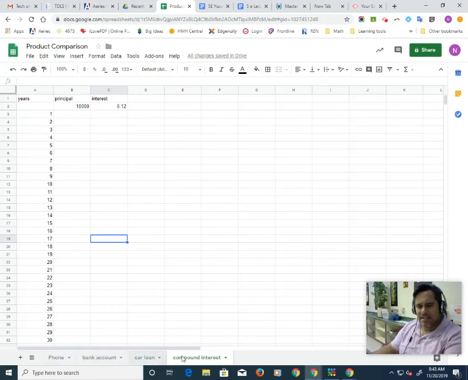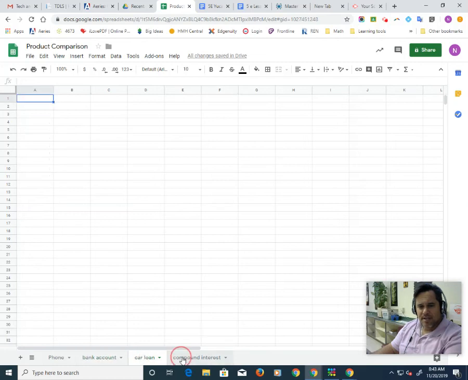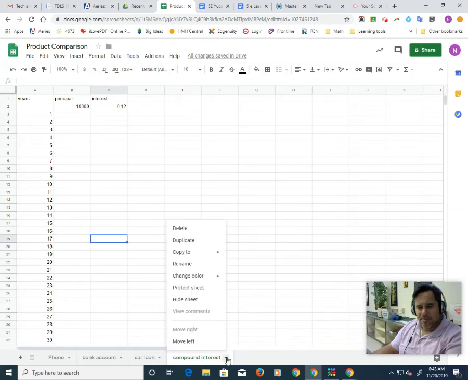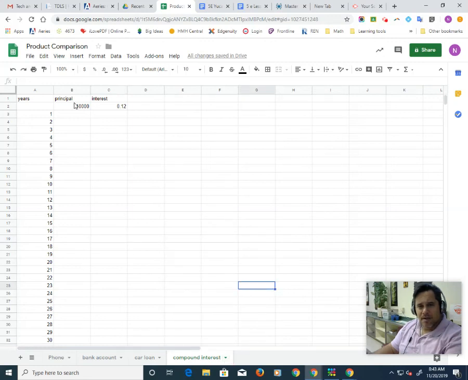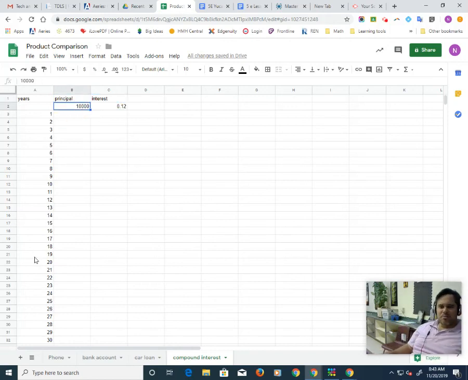Again, add these tabs on the bottom so that you have 4 sheets, naming them bank account, car loan, compound interest, using this arrow here. Let's label principal, let's label interest, and then number the years. I don't care how far you go, however many years you want to go down, but make sure you use that copy trick. All right? Okay, go get it.